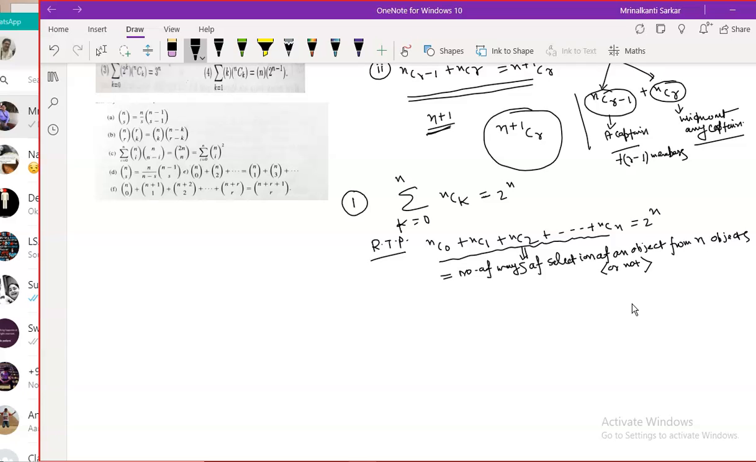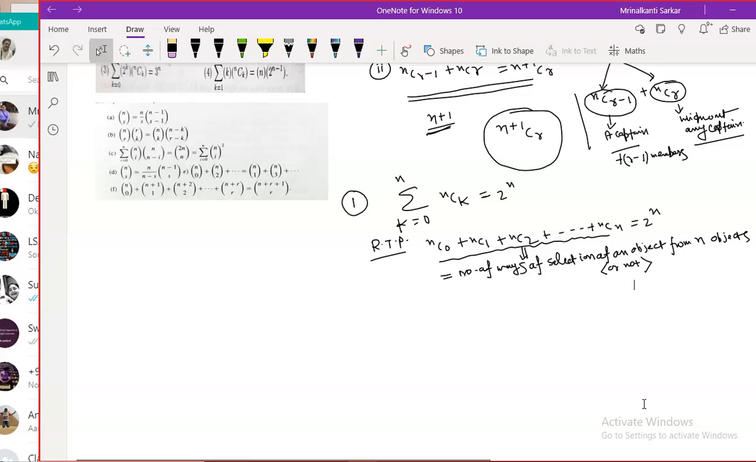You will say that nC0 means I did not select anything. I have 20 relatives: 20C0, I did not invite anyone to my party, or 20C1, I have invited one of them. Out of those 20 relatives, how many ways can you select? You can invite none, or 1, or 2, or 3, or all 20 people to a party. It can be done as nC0, nC1, and so on.